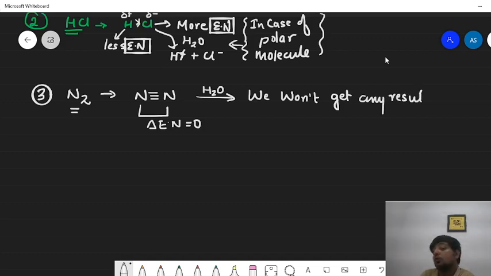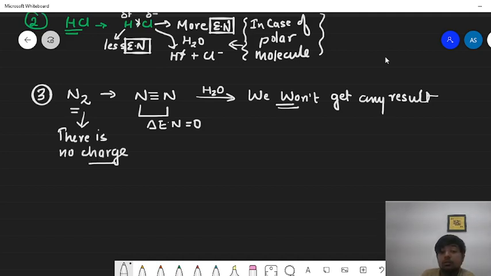So what to do now? Now we will consider there is no charge. Means charge is 0. And if charge is 0 over here, then we can easily say that the oxidation number of nitrogen over here is also 0.